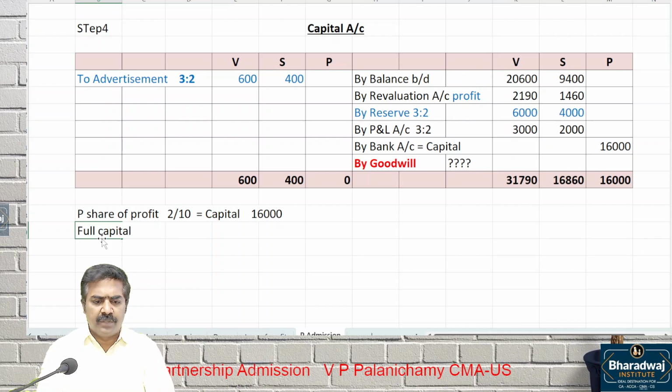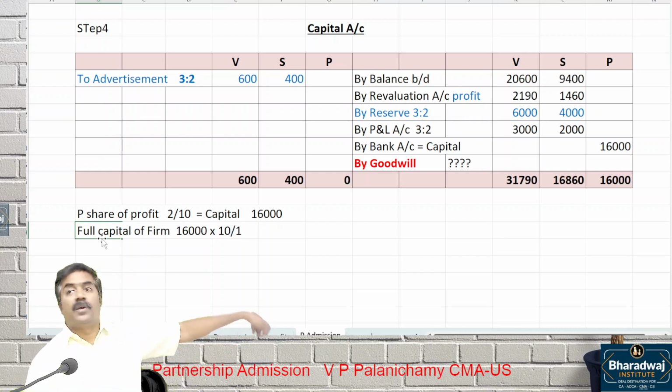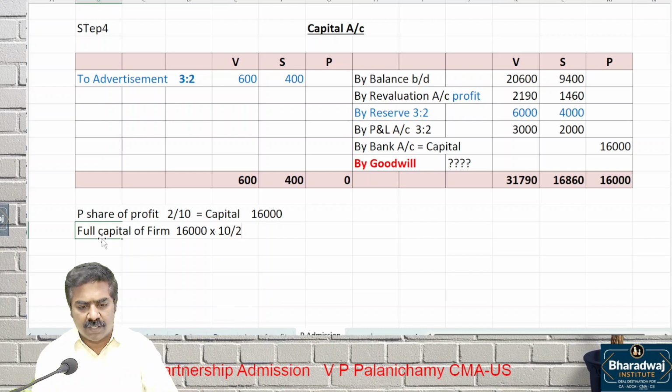Full capital of the firm will be 16,000 into 10 by 2. Reverse multiplication. If 2 is 16,000, what is 10? 16,000 into 10 by 2 all over. 80,000 is the full capital of the firm.